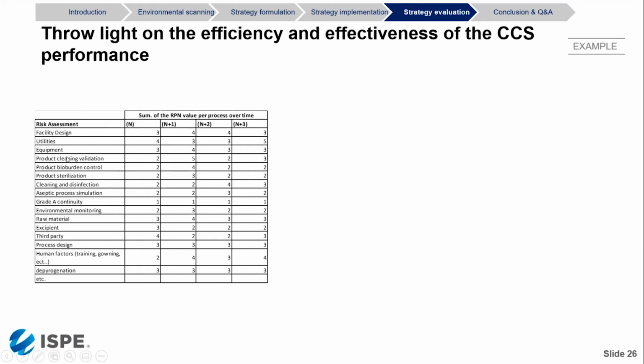Then you do the same thing for the utilities, equipment, etc. The goal is to understand the performance and the efficiency of what you have implemented, so you need to demonstrate the effectiveness over time. This is why you will be doing the same thing, for example, every 6 months or every year.